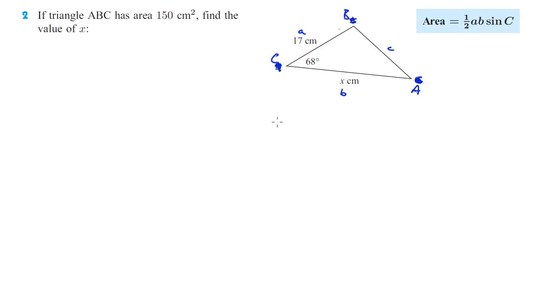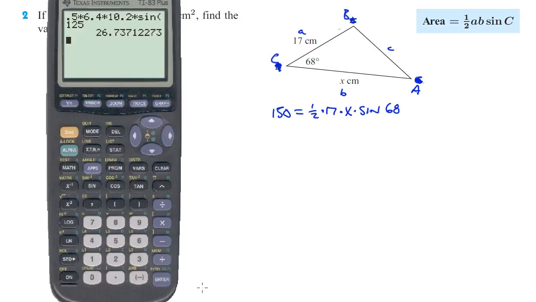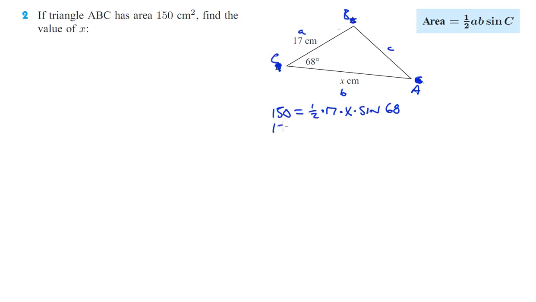So now we can use our formula here to figure out the value of x. Okay, so we'll have area equals 1/2 of side A, which is 17. Actually, I'm going to back up here because we know what the area is. The area is 150, so we'll do 150 equals 1/2 of A, which is 17, times B, which we don't know, is x, times sine of 68. Okay, so what we're going to do here is, we know that this is just going to be 150 here.